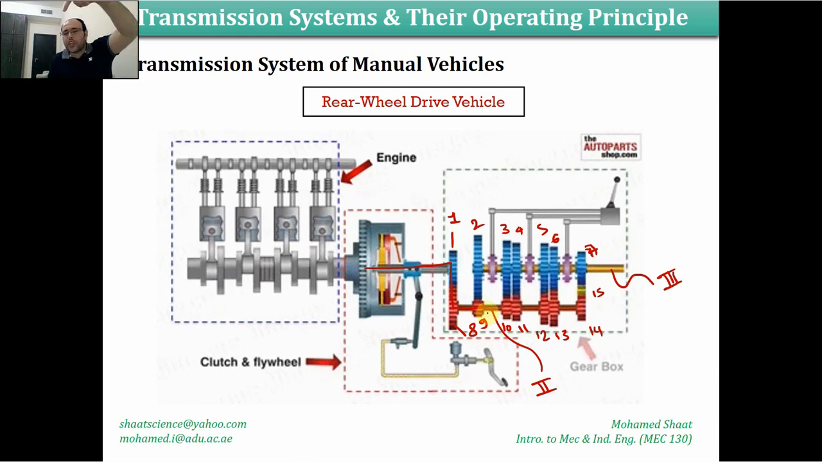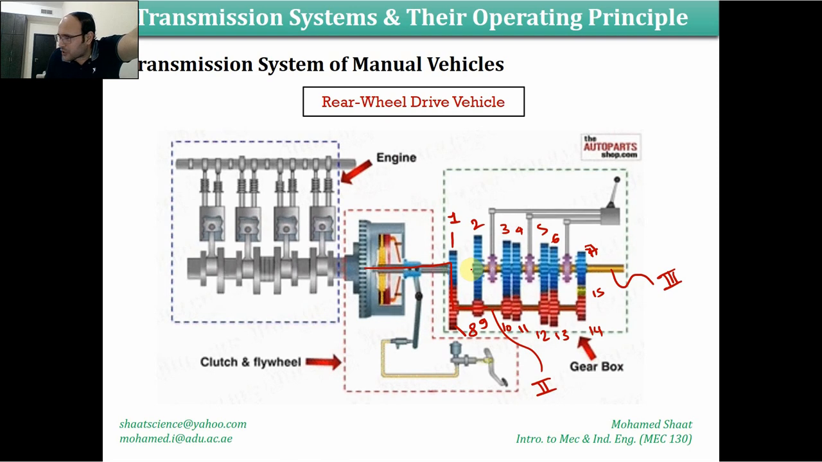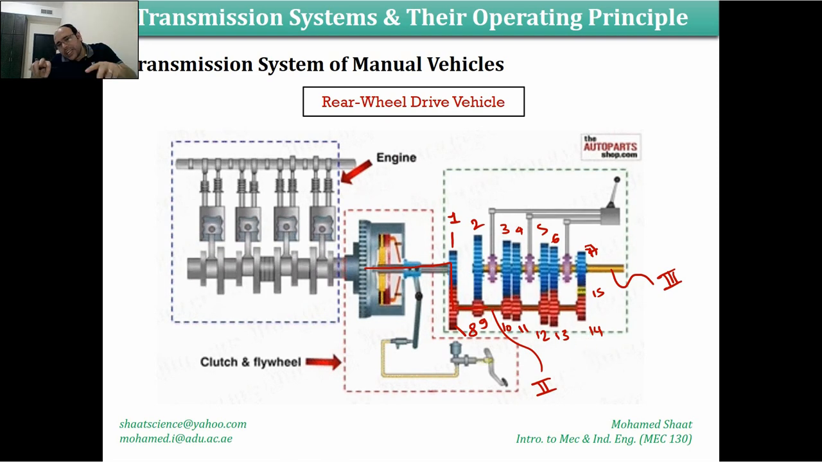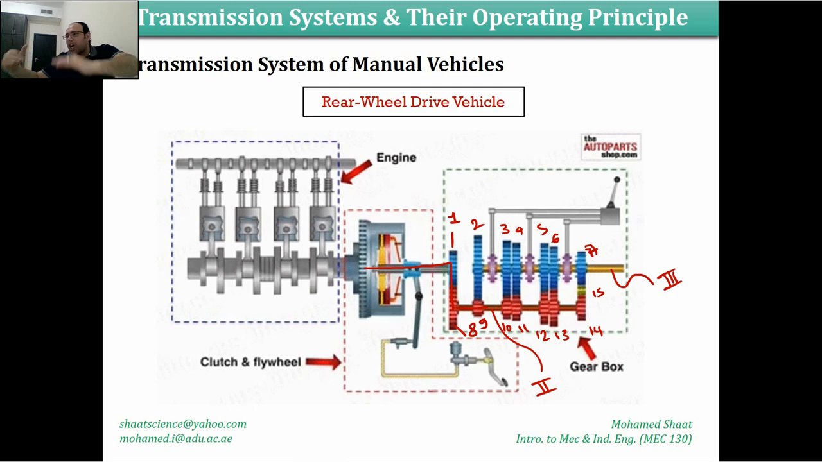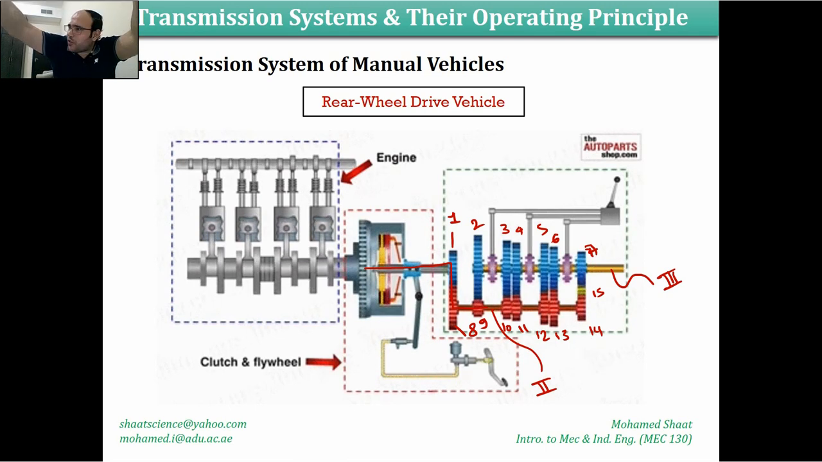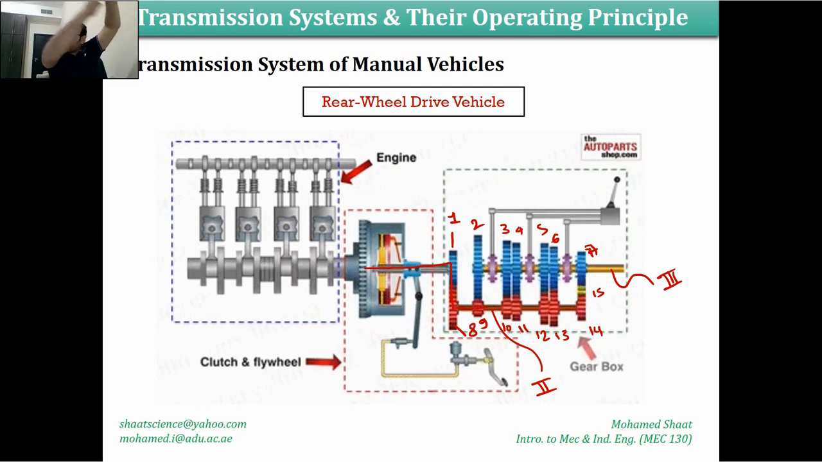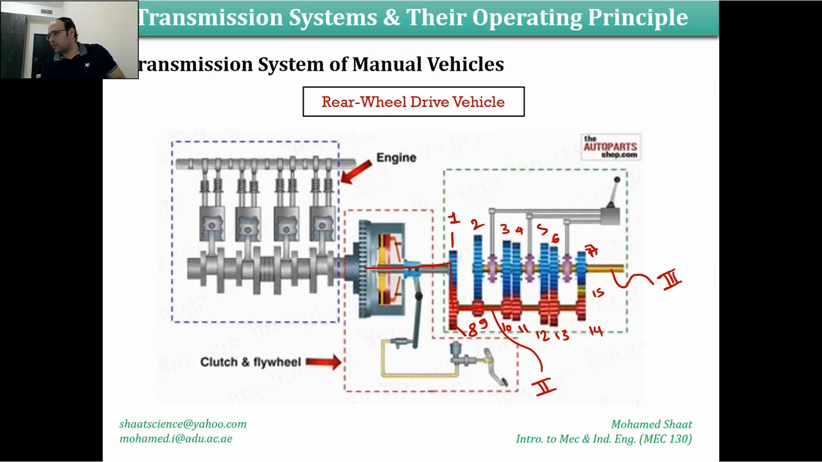Then shaft two should give motion to shaft three. So from shaft two, any gear should be a driver to the other gear on shaft three, because the motion comes from shaft one, then two, then it goes to three to give to the wheels. Make sense?